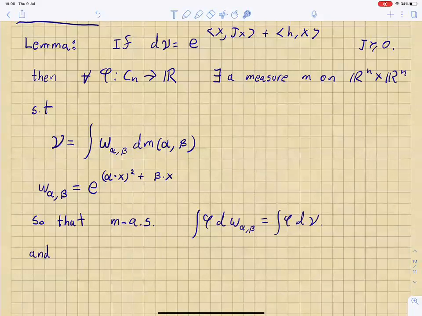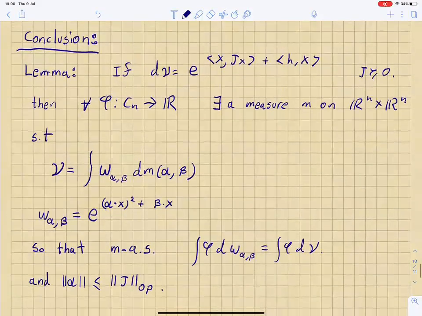And also, I know that the rank one thing is not too large. So the size of the vector alpha is at most the size of the operator norm of the matrix J. So if you want, this is an analog to needle decomposition. We're decomposing into those needles.